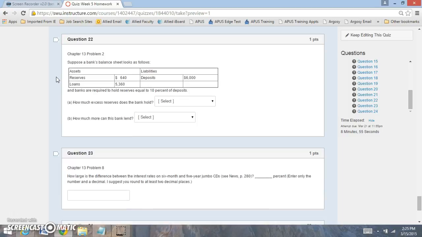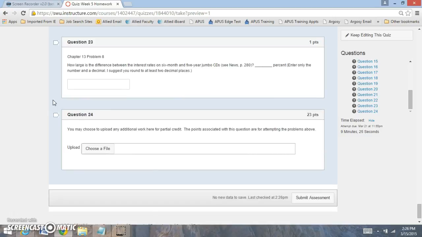Question 22 deals with this bank right here. How much excess reserves do the banks have? Remember, assets have to equal liabilities. So you want to add this up to see how much they have able to loan out. And how much can this bank loan out? After you do the $6,000 equals whatever this is, then you can see how much extra they can loan out.